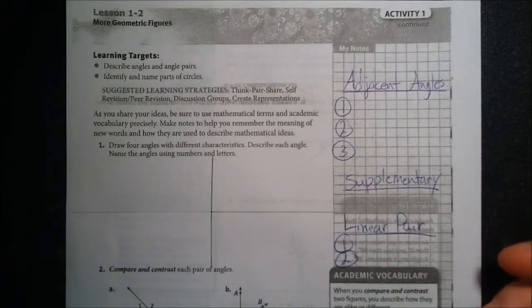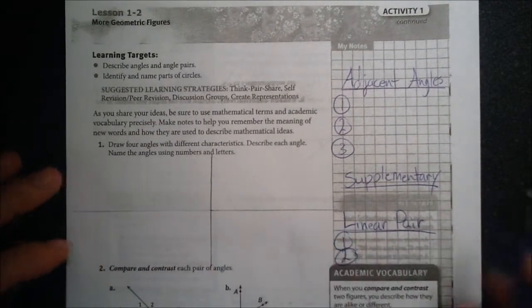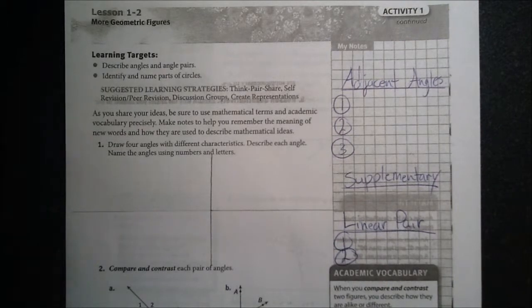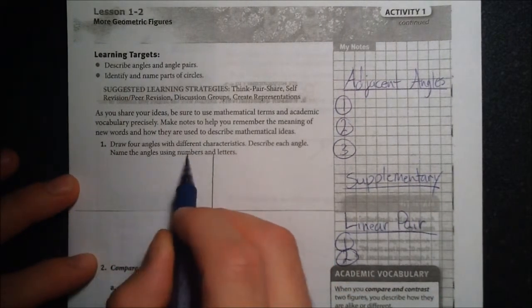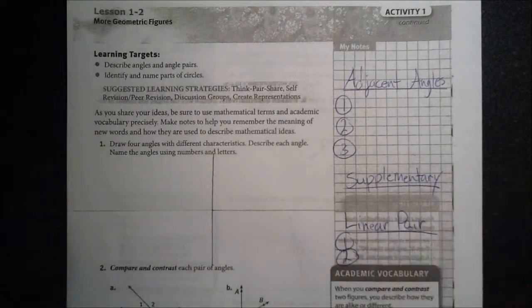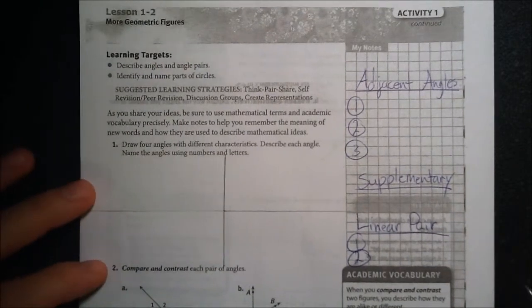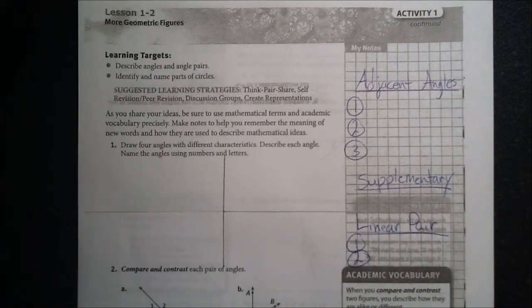So number 1 says, draw 4 angles with different characteristics. Describe each angle. Name the angles using numbers and letters. So when it asks for different characteristics, we're not talking about different names. That's not what it's going for here. It clearly said name the angles using numbers and letters, so they want you to name them differently. But we're looking for distinct characteristics that are different. And you should be aware of 4 completely different angles just from your previous math classes.